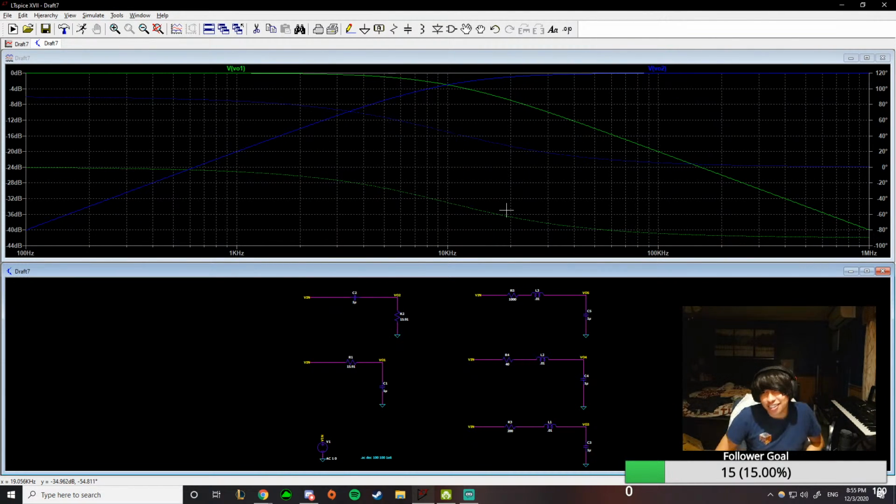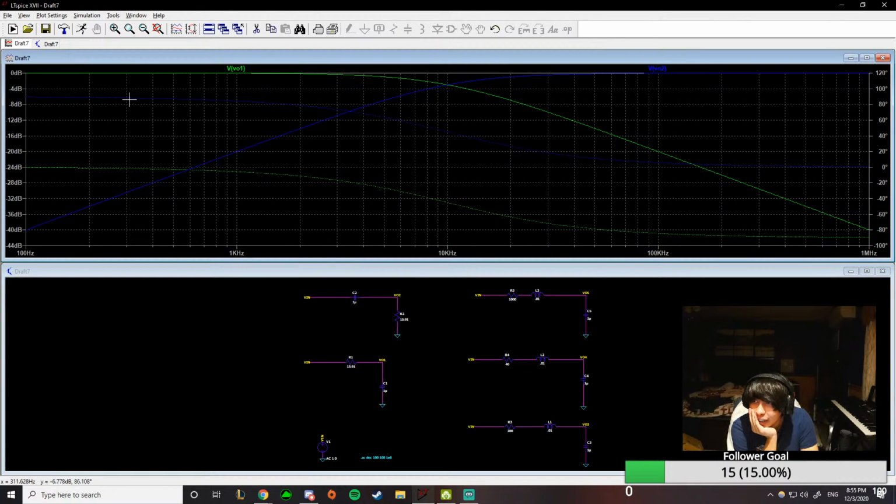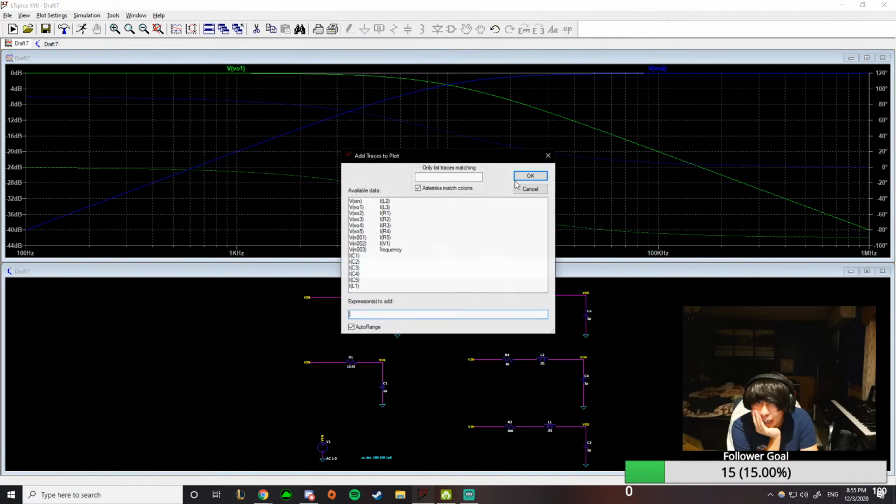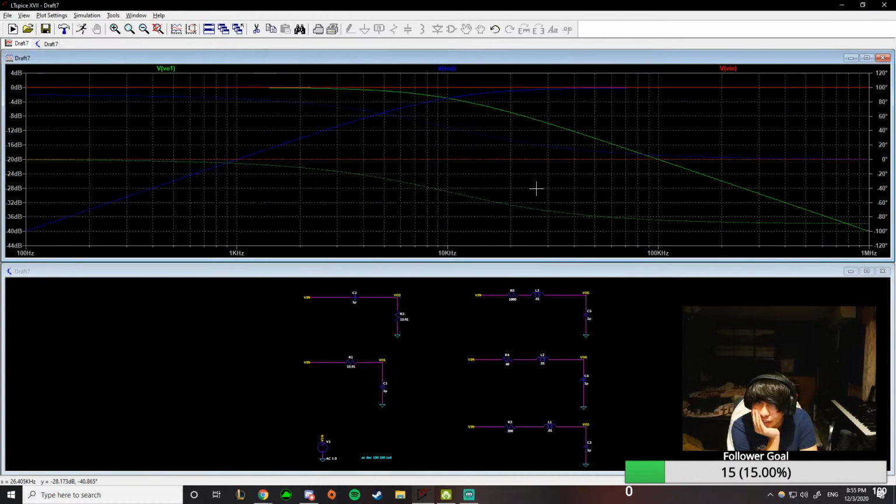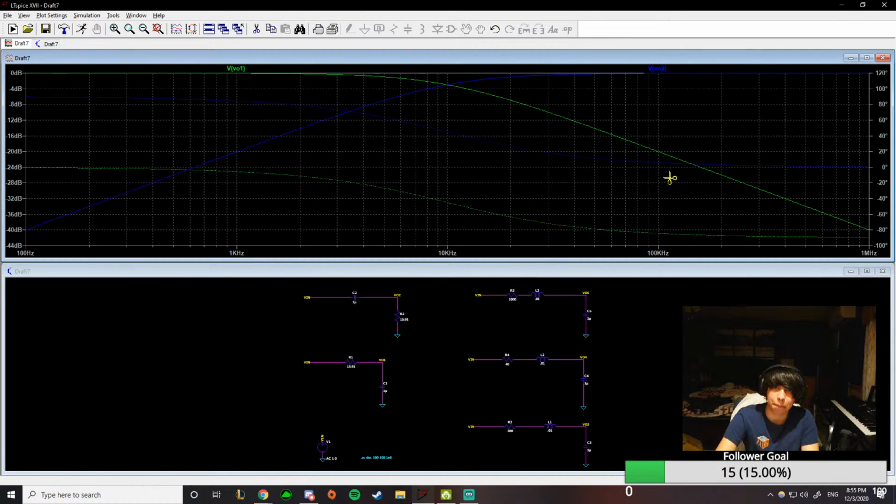I can't tell if that's right or not. Why are there 2 lines? What's this line for? There's only 2 traces. Add trace. What if I add the source? No, that's not what I want. Okay, I'm just gonna delete that. Alright, I guess that's it. I guess that's the thing.